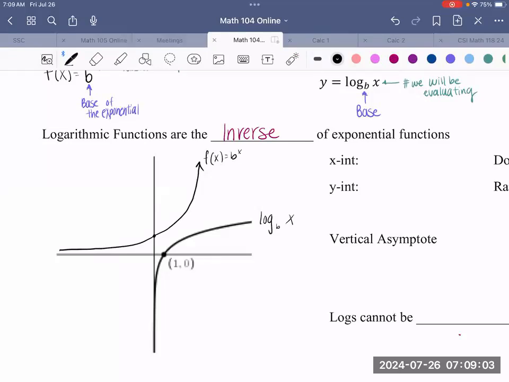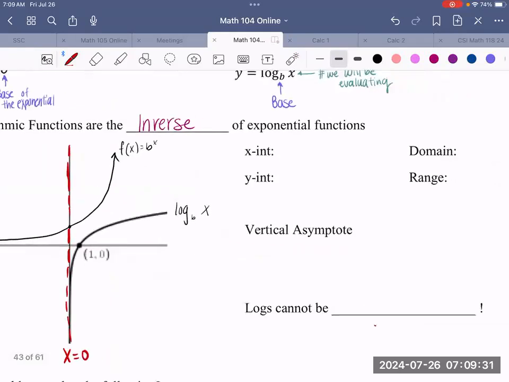So with that mirror come some nice tidbits. Unlike last time, where we had a horizontal asymptote at y equals 0, the opposite of a horizontal asymptote is actually a vertical asymptote at x equals 0. So we have a vertical asymptote at x equals 0.